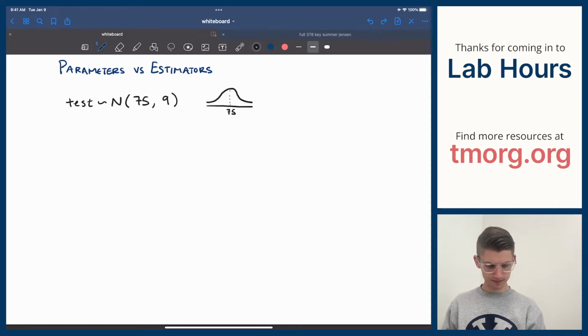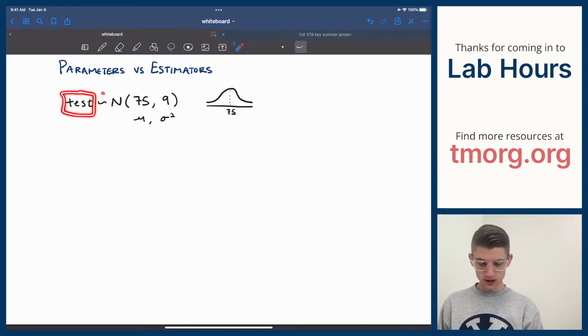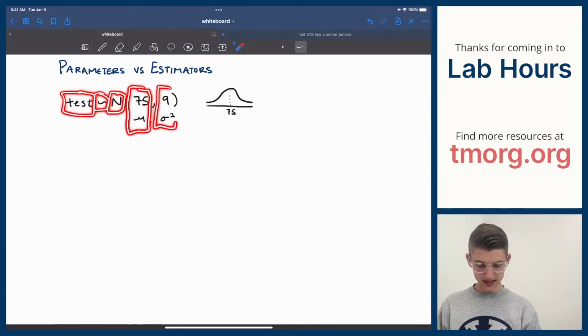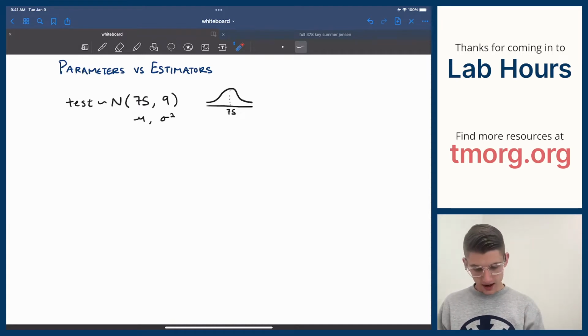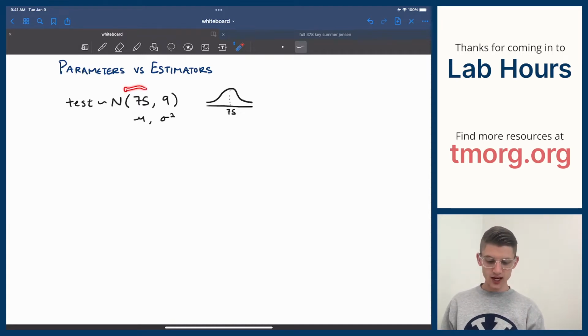Now, up to this point in this class, we have been calling this 75 and 9 mu and sigma squared. They are the parameters of the distribution, right? We've read test scores are distributed as a normal random variable with mean of 75 and variance of 9, or standard deviation of 3, right? That's how we've been reading these things. We have been treating all of our data and everything like that as if we knew exactly these parameters. The trouble is, in real life, we almost never do, okay?